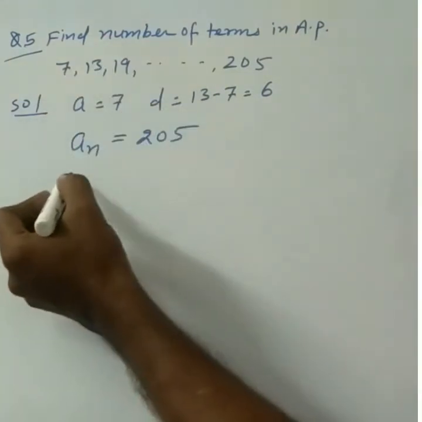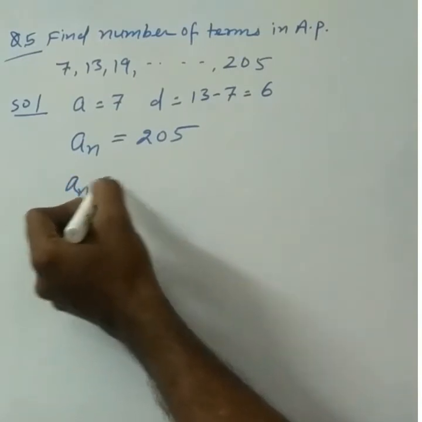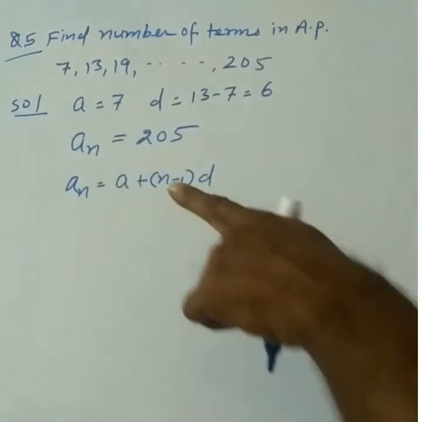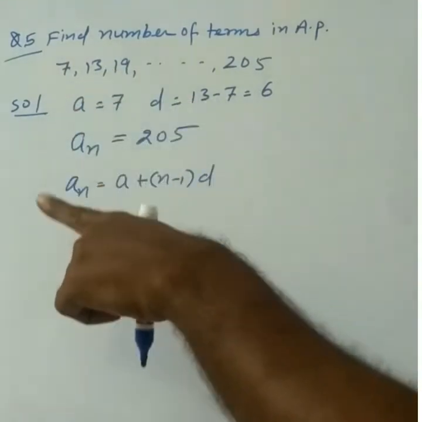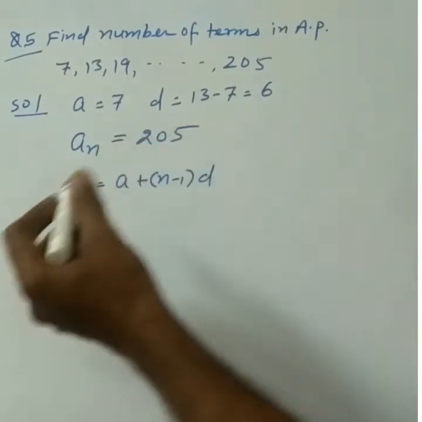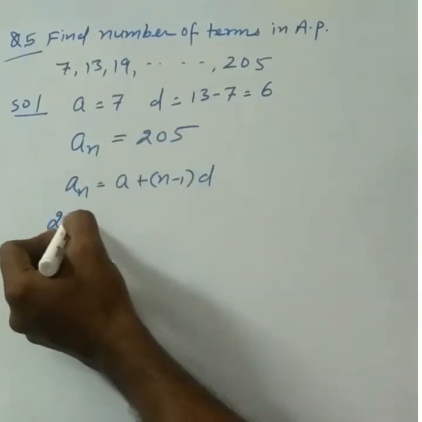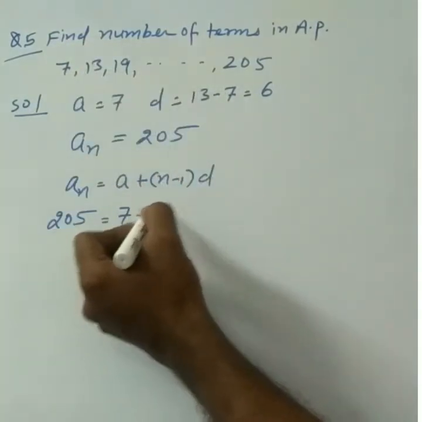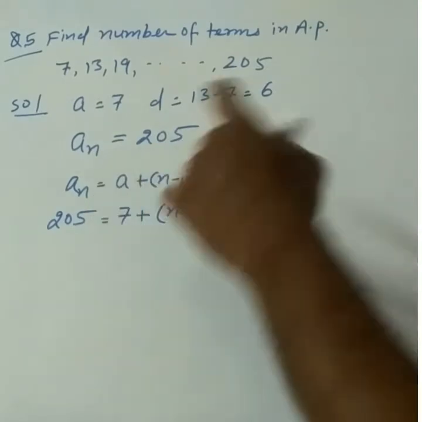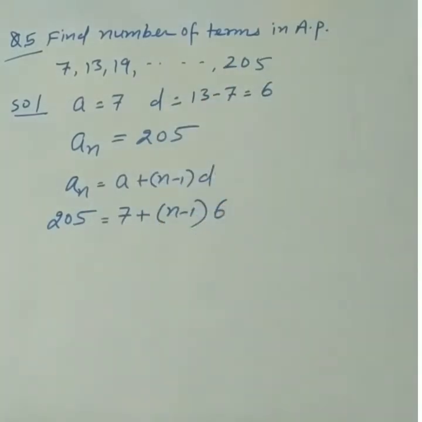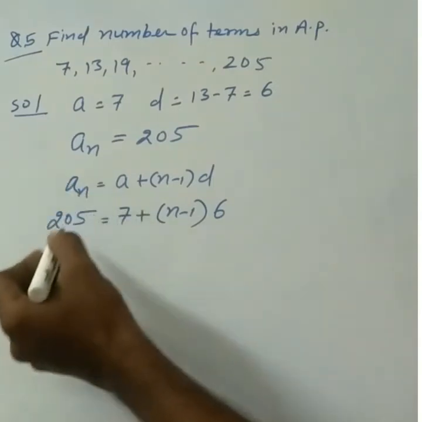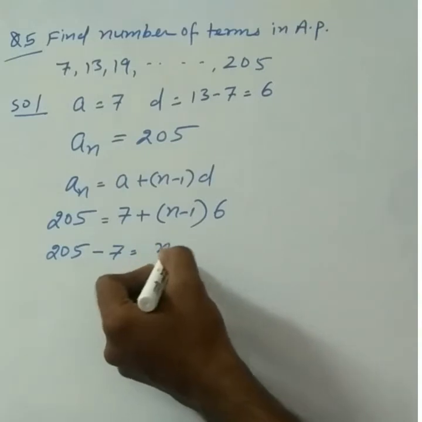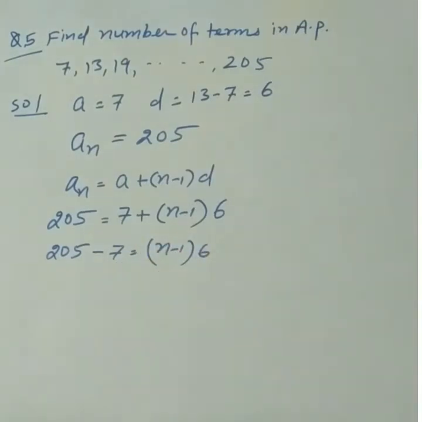To find out N, we'll apply the formula of AN. AN is A plus N minus 1 into D. Since we are given AN, we are applying the formula of AN. Put the values here. AN is 205. A is 7. N we have to find out. And D is given 6. Shift this 7 on this side. 205 minus 7 equal to N minus 1 into 6.